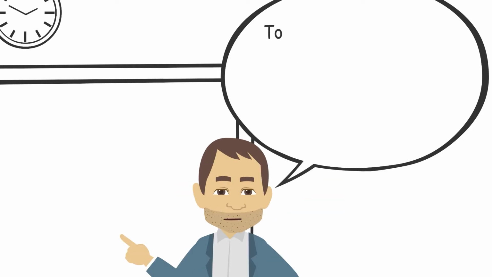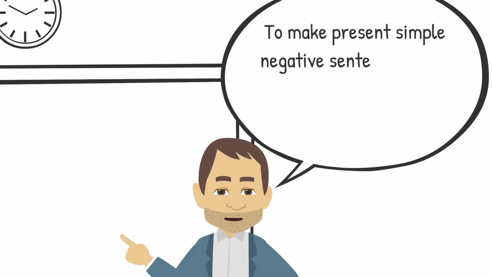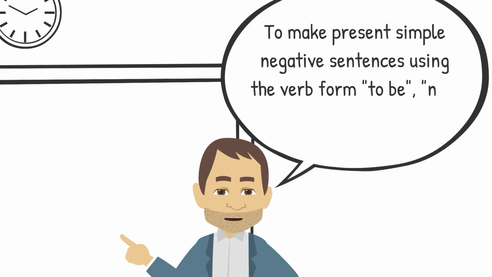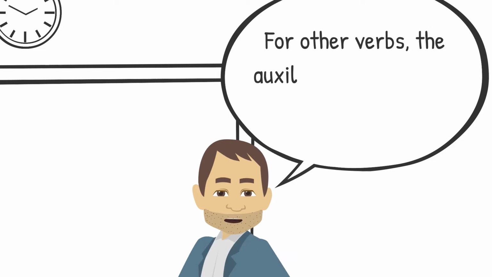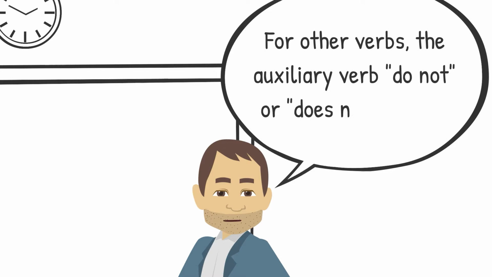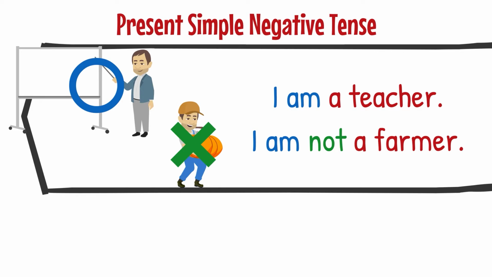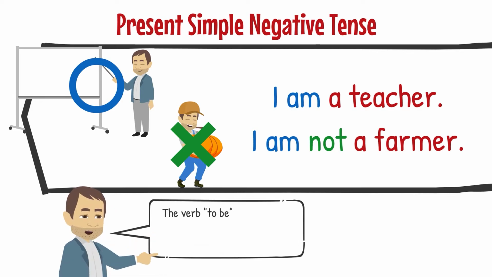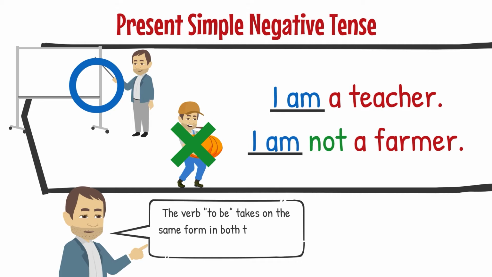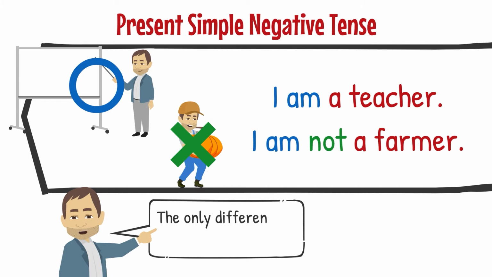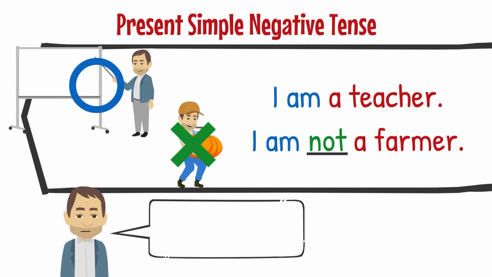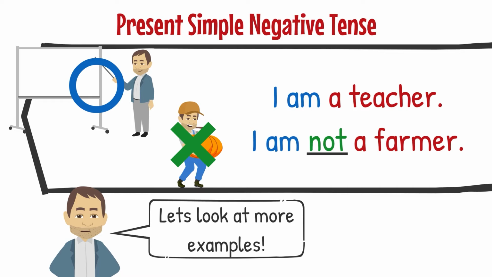Let's get started. To make present simple negative sentences using the verb form to be, not is added after the verb. For other verbs, the auxiliary verb do not or does not is used. Let's look at an example. The verb to be takes on the same form in both the positive and negative sentences. The only difference is adding the word not. Let's look at more examples.